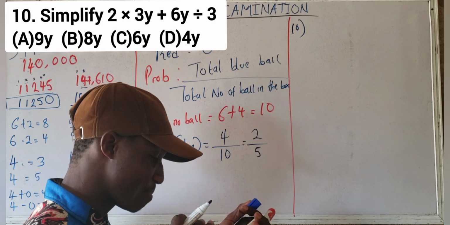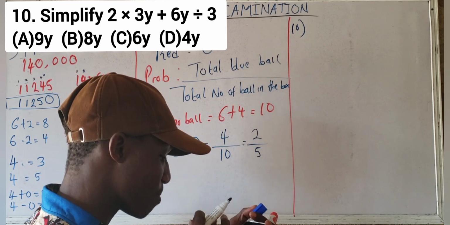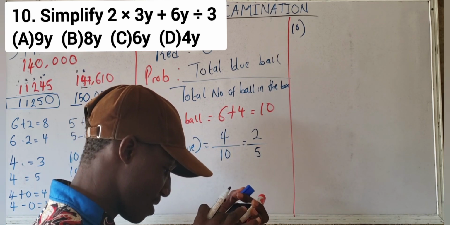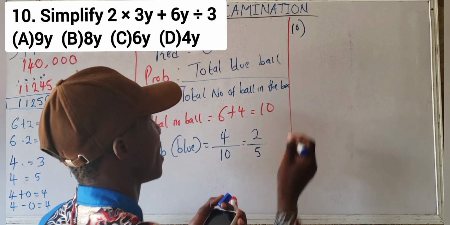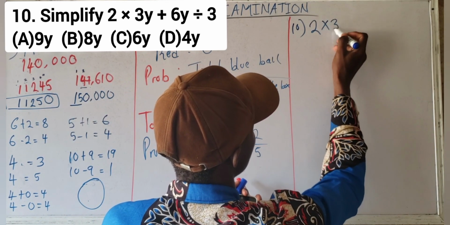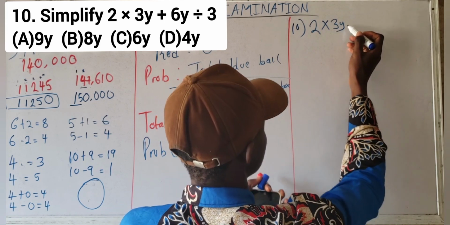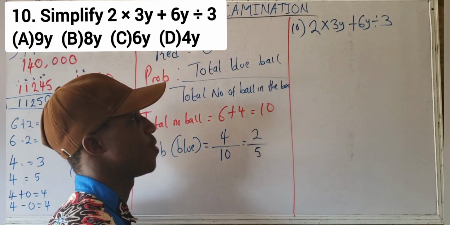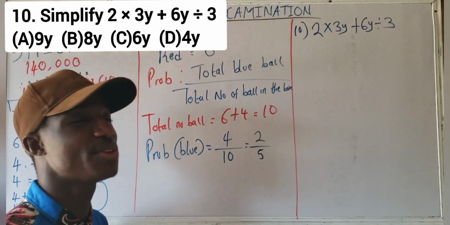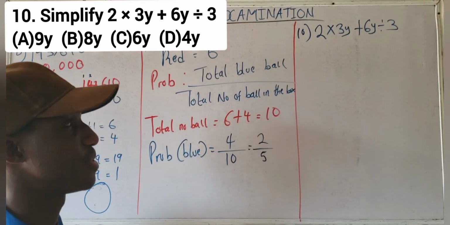Okay, simplify 2 times 3y plus 6y divided by 3. Simplify 2 multiplied by 3y plus 6y divided by 3. Okay, now let me quickly remind you of this concept. I'm very sure you will have heard of it before.